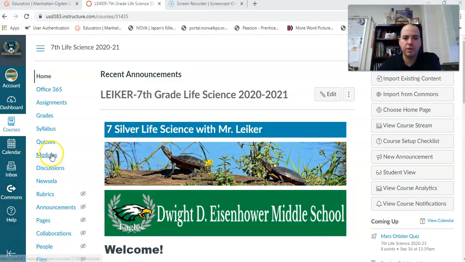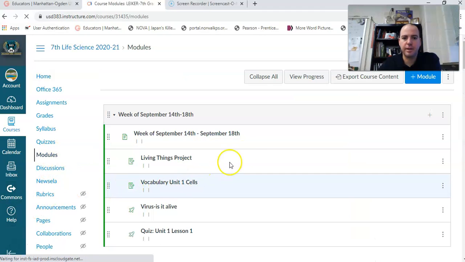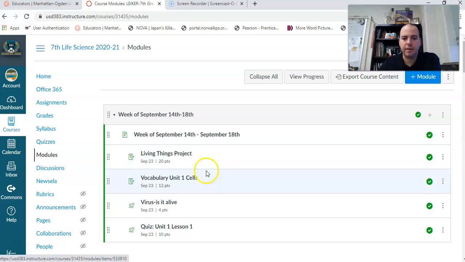So if you look at our modules for this week, I changed it a little bit in that I added the assignments below the week. So here's the weekly guide, the weekly assignment guide like normal, and then we have the assignments that you need to complete this week below.